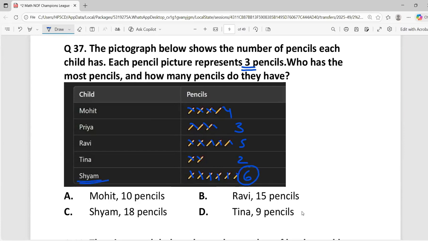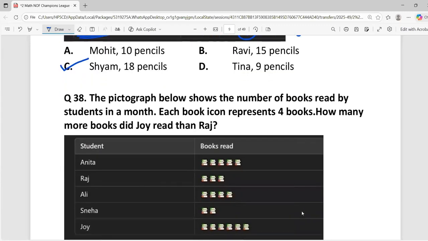Who is this? Shyam. And how many does each pencil represent? 3 pencils. So 6 into 3, so it is 18 pencils, isn't it? So option C, Shyam with 18 pencils is the correct answer for 37th question.